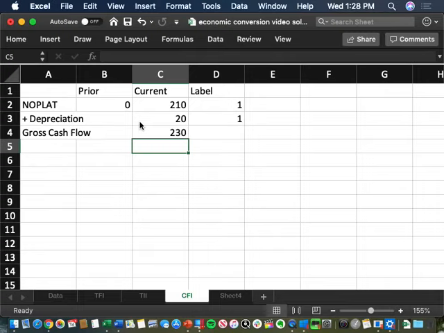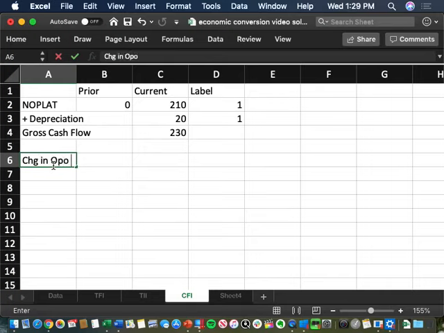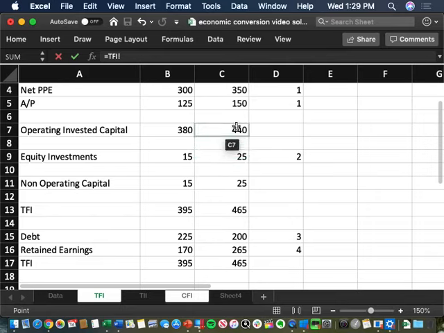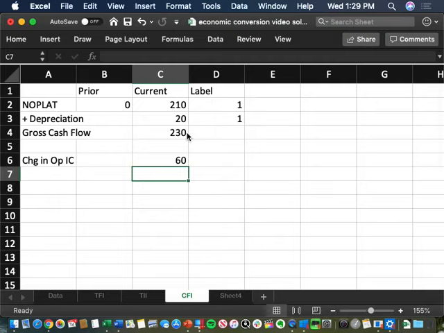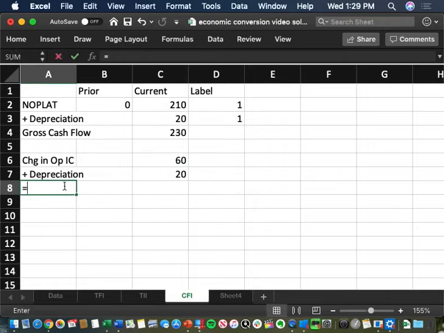The reinvestment in the balance sheet, for our purposes today, I'm going to keep it simple, is the change in operating invested capital equals current year operating invested capital minus previous year operating invested capital. 60 plus depreciation. 20 equals gross investment.